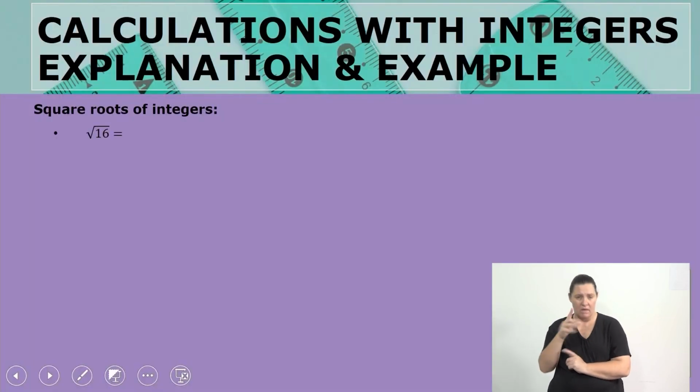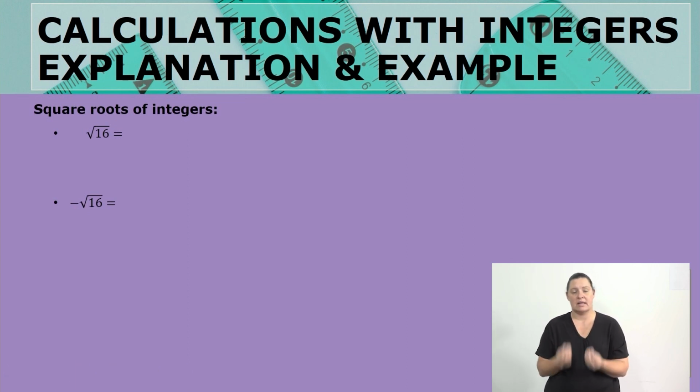So let's look at some square roots of integers. If I am looking at the square root of 16, now this is a positive square root. If we remember from the previous slide, negative 4 squared gave us an answer of 16, and a positive 4 squared gave us an answer of 16. This means that when it comes to the square root of 16, we have the positive square root of 16 and we have the negative square root of 16.